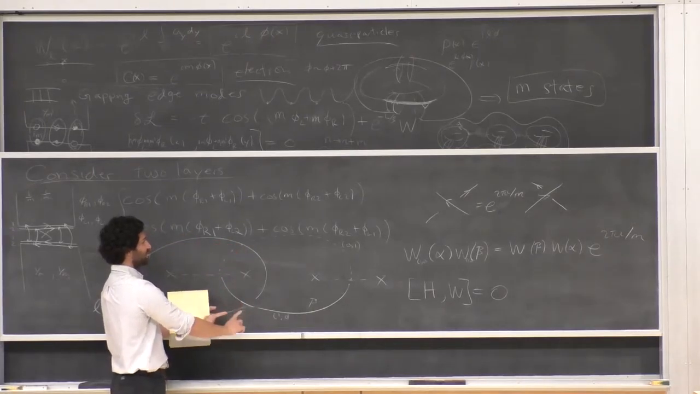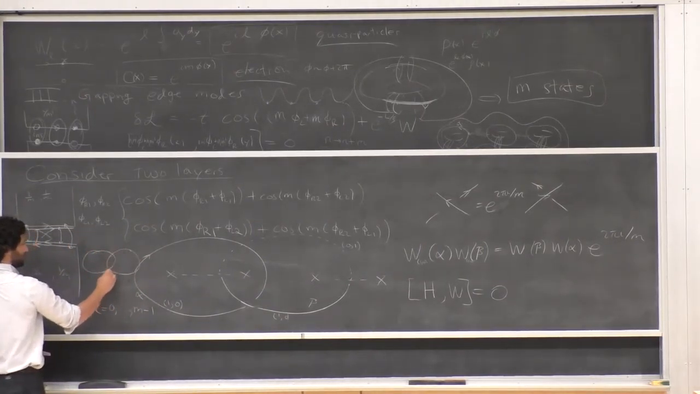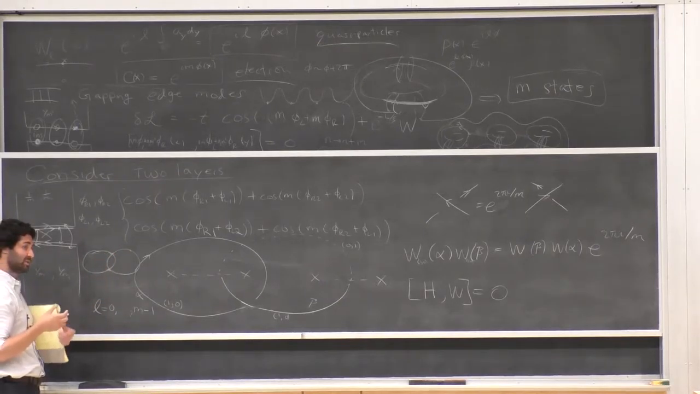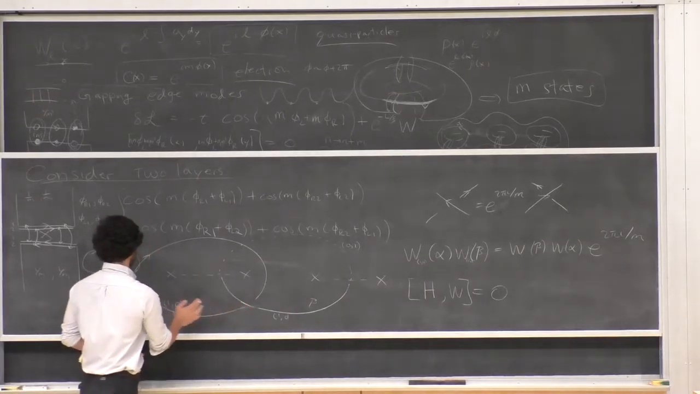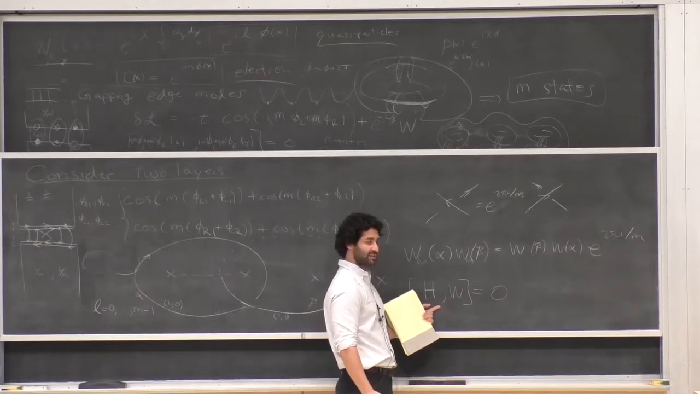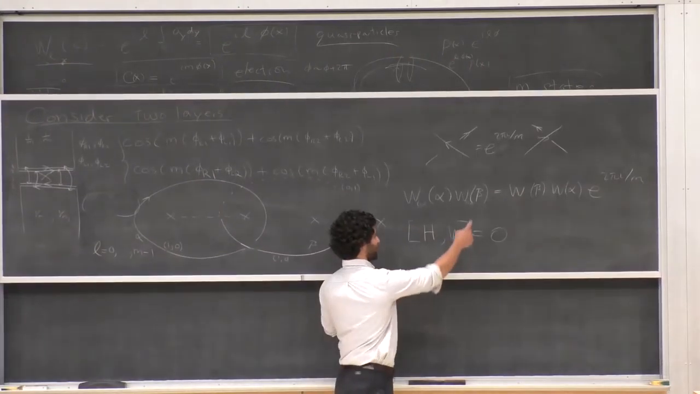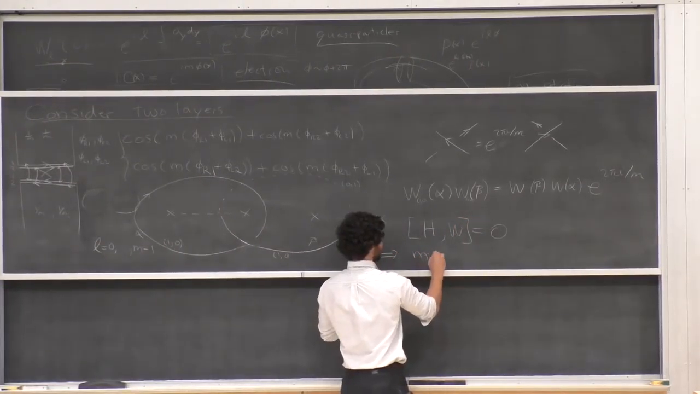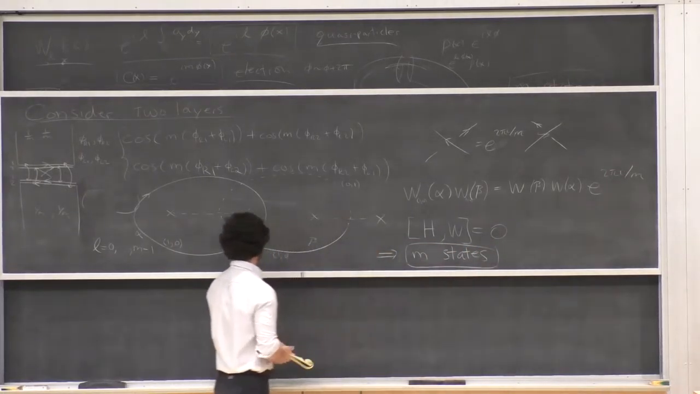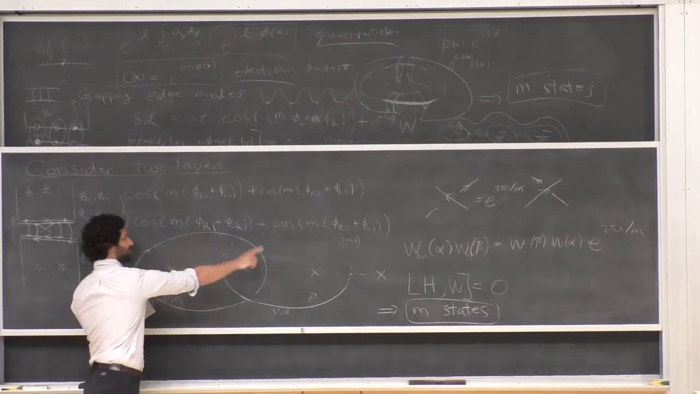They're only crossing here. If I just have a planar system and I draw two loops, there's two crossings, and these two crossings will cancel each other, and the loops will commute. But here, because there's only one crossing, the loops don't commute with each other. Nevertheless, they commute with the Hamiltonian. And so building on the intuition that we developed in the first part of the lecture, we know that there have to be m states in the system. And moreover, the operators which distinguish among the different states are these loop operators.